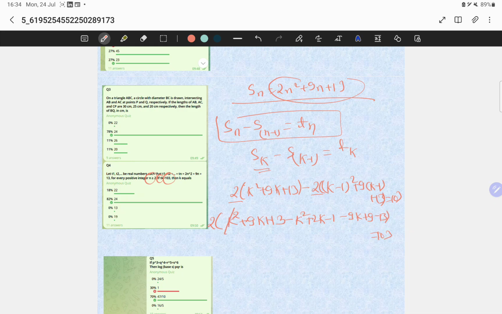So k square gets cancelled, 13 gets cancelled, and this 9k gets cancelled. We are left with this much. So 2 into 2 is 4k. We have 8, since 9 minus 1 is 8. So 8 minus... calculation mistake.